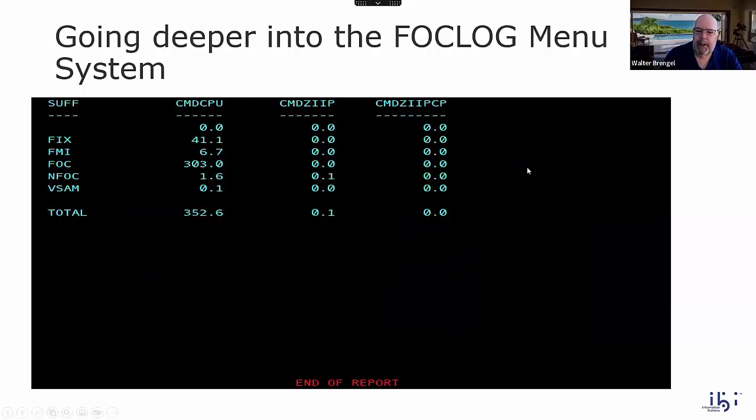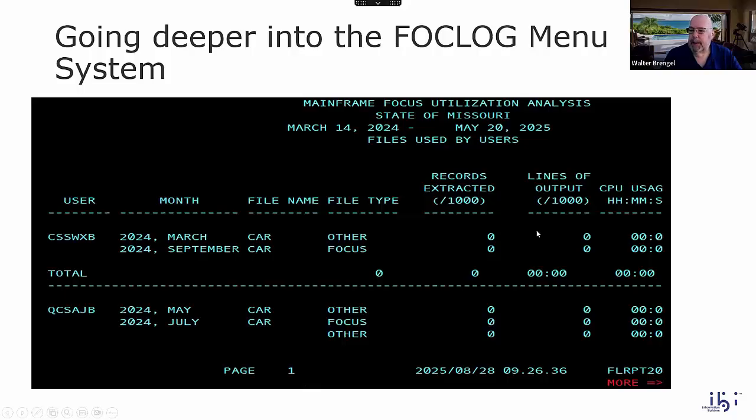This shows you the file usage. So fixed files were used. FMI are the system tables that we provide, like SYSTABLE, SYSCOLUMN, SYSSETS. I know one that's been used recently with some customers: we've got Focus VSAM. This one is files used by users. So here's the car file. We'll tell you the master name of the file that was used.